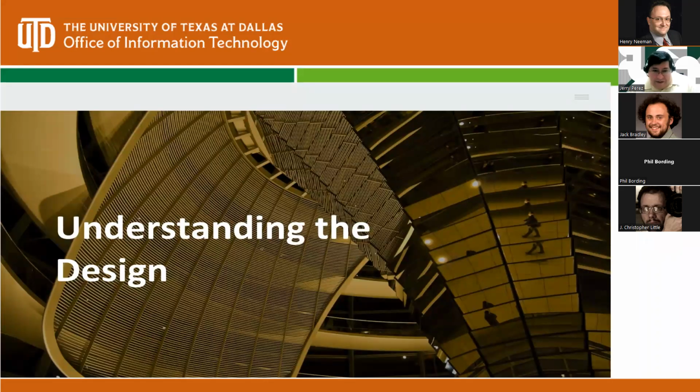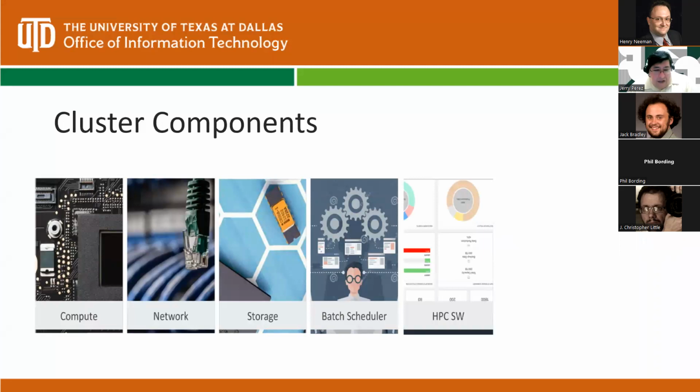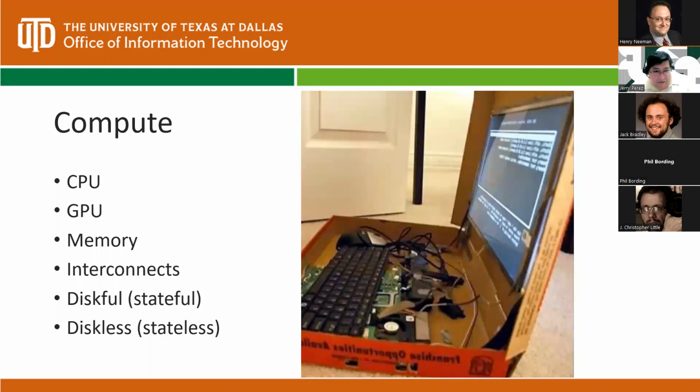So let's talk a little bit about the design. We have some cluster components. We have compute, we have networking, we have storage, we have the batch scheduler, and we have high performance computing software. So compute, and I always joke about this, about the blades that we have. I call them the pizza boxes. Well, in this picture, it's an actual pizza box.